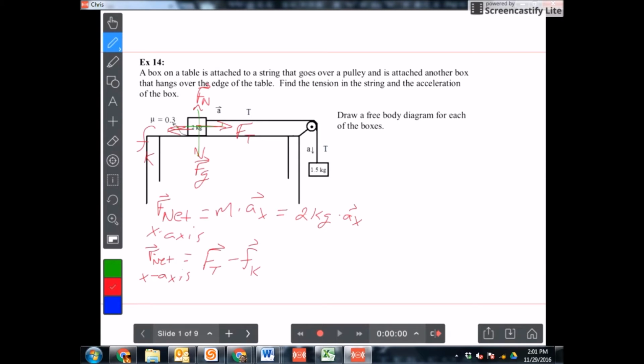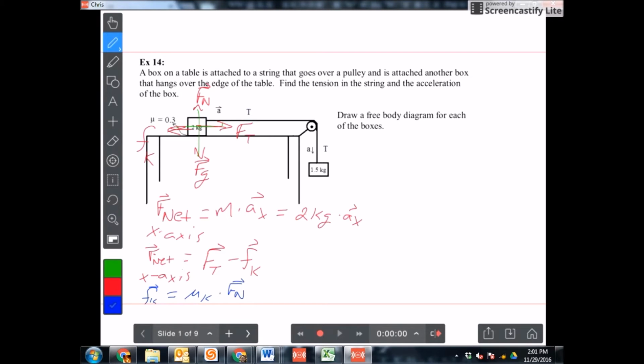Okay. Do you know what the force of tension is? No. Do we know what the force of friction is? Does friction have its own formula? Yes. What is the formula for friction? Mu times the normal force. Very good. So it's going to be mu times the normal force.